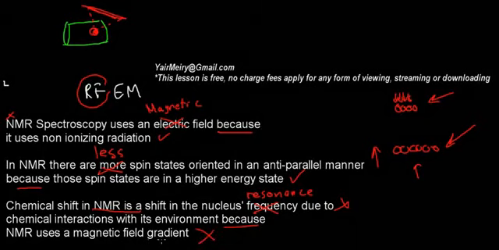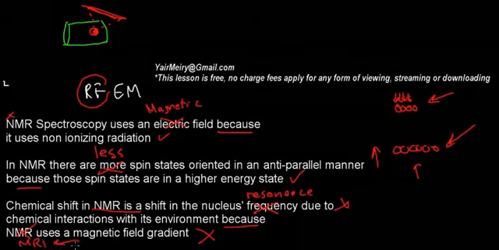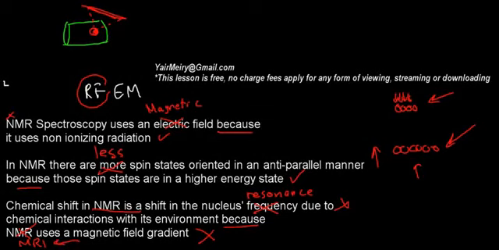What does use a magnetic field gradient is MRI. So if I fix this to say MRI, this would be correct. Also, MRI uses a homogeneous magnetic field as well. Let's keep on going.